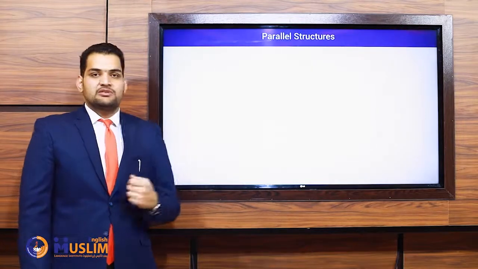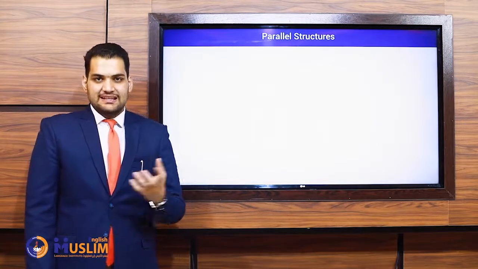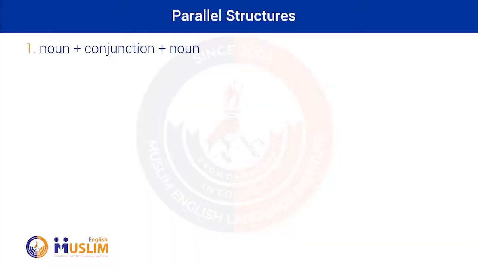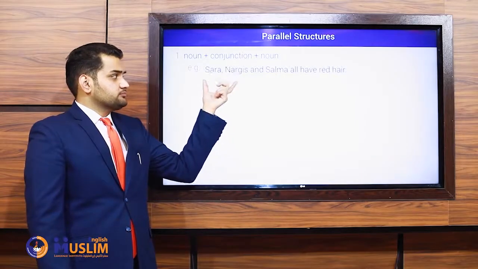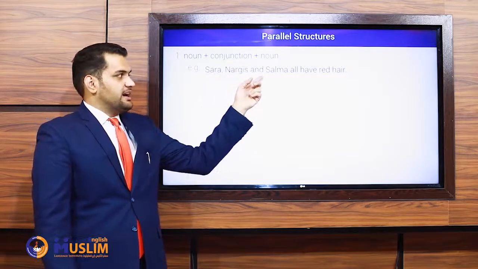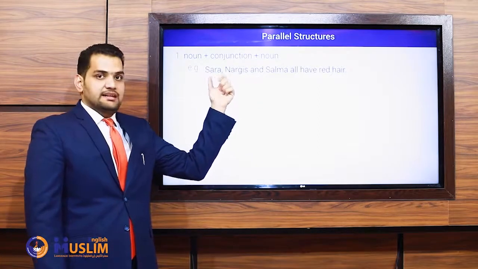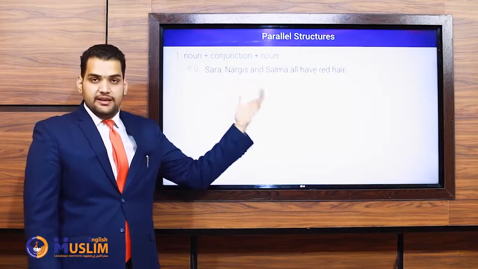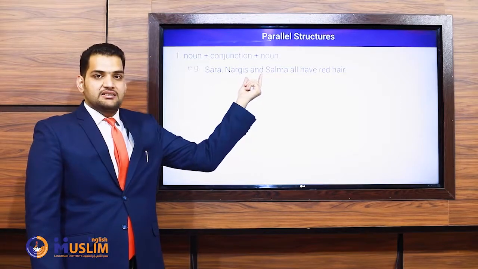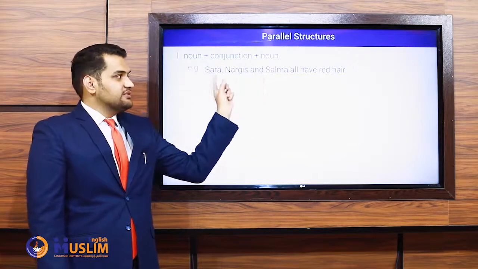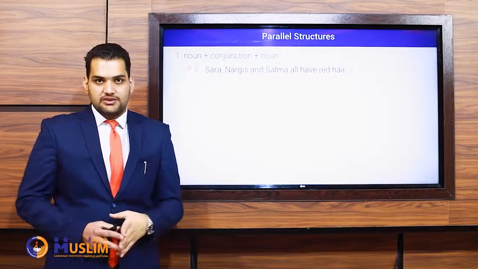Now let's talk about some of the most common parallel structures in English grammar. Number one is noun plus conjunction plus noun. For example, Sarah, Nargis, and Salma all have red hair. In this sentence, we have three equal words that are combined by a conjunction. Sarah, it's a noun. Nargis, it's also a noun. And Salma, it's also a noun. And all of them have been combined by using the conjunction and. This sort of structure is called a parallel structure.